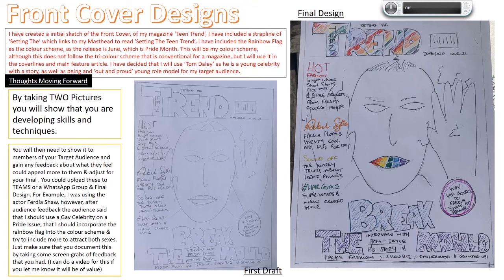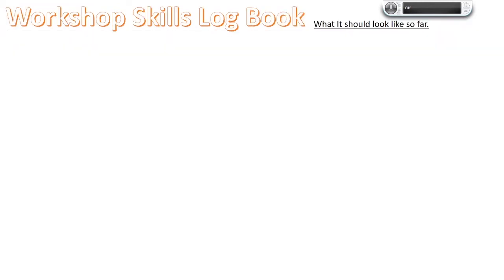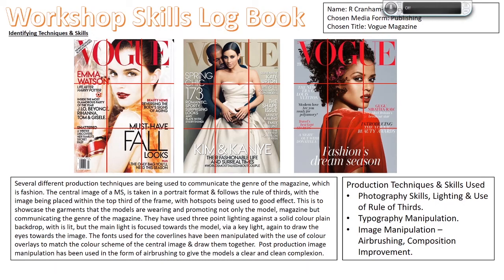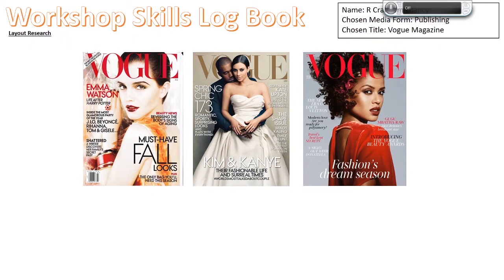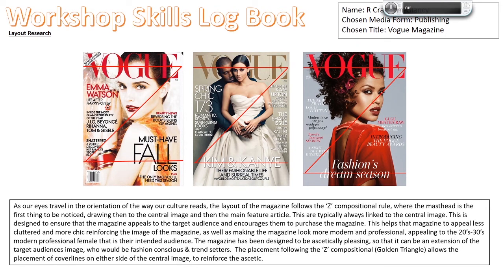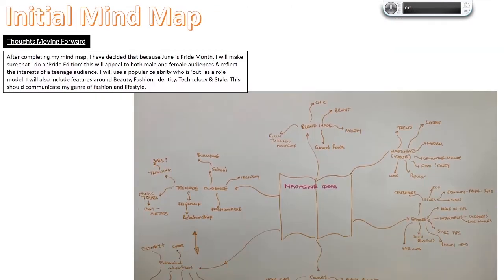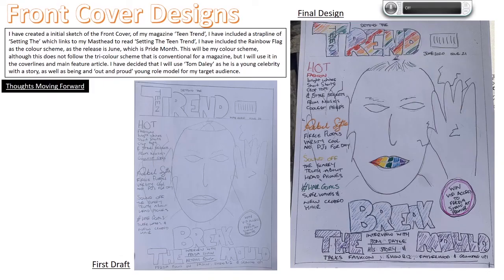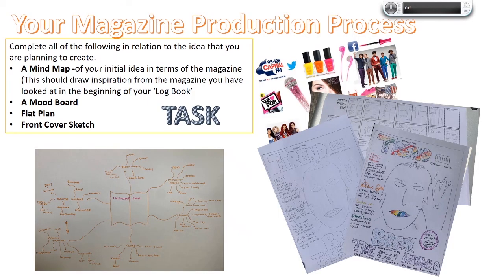So, in your logbook so far, you should have your codes and conventions research page. You should have your identifying skills and techniques page. You should have your layout research page and what you're going to achieve for yours. You should have your initial mind map. You should have a mood board. You should have a flat plan, and you should have front cover designs by the end of this lesson. Once you've completed all of this, that's when you start uploading.